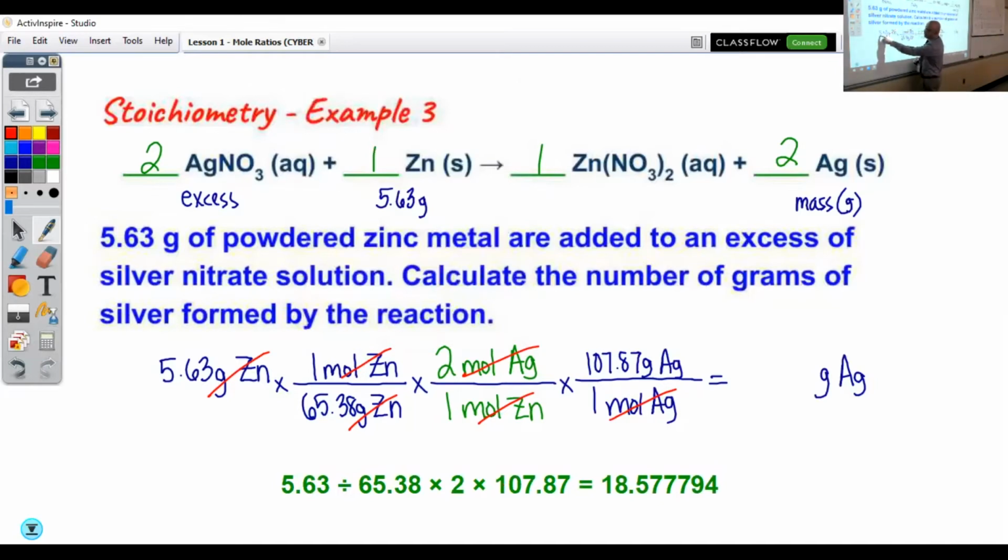We have 3 significant figures here in 5.63. So we're going to keep 3 significant figures here. So 18.6 grams of silver. Remember, if you're confused about significant figures, we have no zeros here. So we're going to count all 3 of these. Then here, when we're counting, we're only allowed to keep this place. So we look behind it, because it's a 7, we're going to round that up to a 6. So we wind up with 18.6 grams of silver.